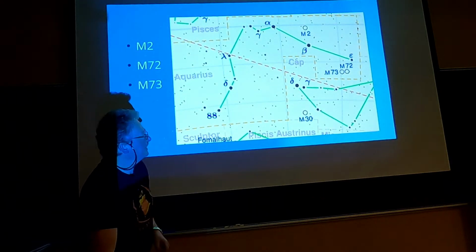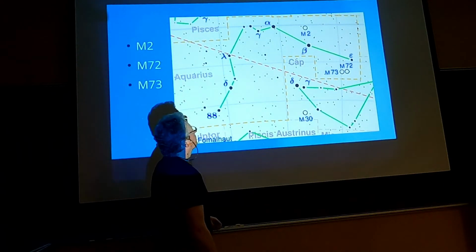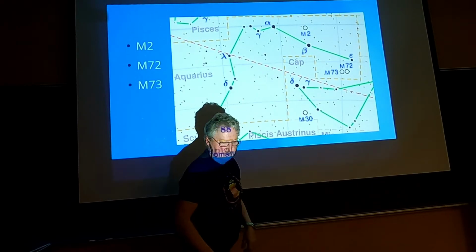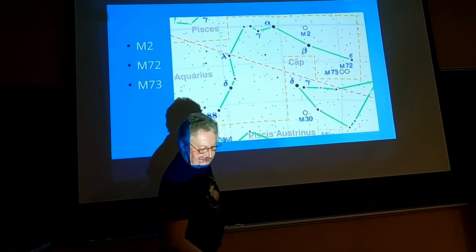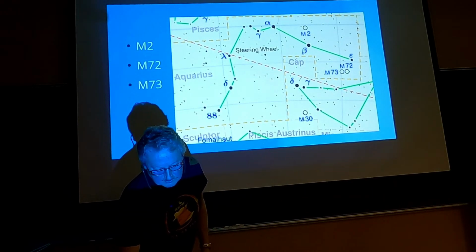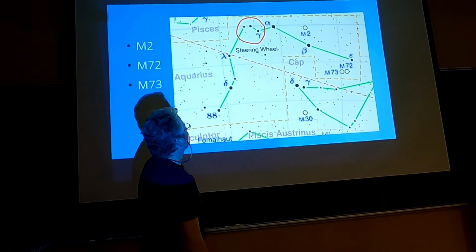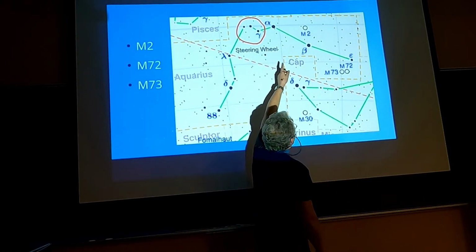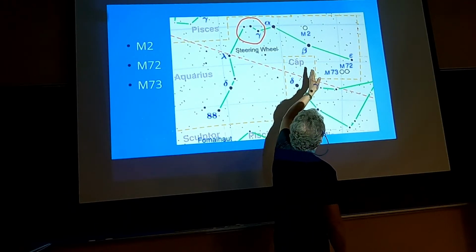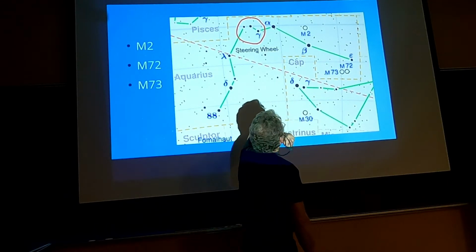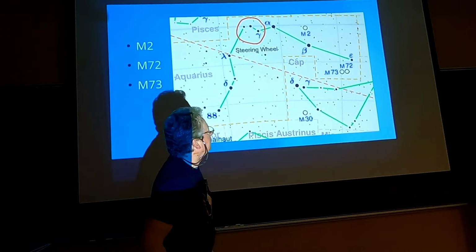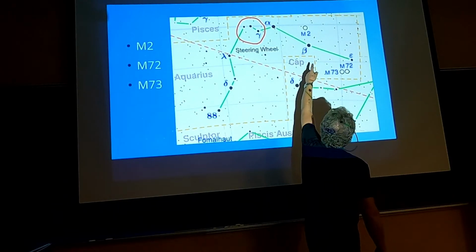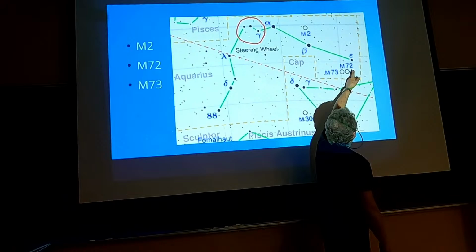Our next object is M2, another great object. So we're into Aquarius here. Everybody sees that little asterism up there. Yeah, they call it the steering wheel also, I've heard it called. So you're going to go between alpha and beta, and then you're just going to slide north a little bit. And then for M72 and M73, we're going to follow right down to epsilon, and it's not too far of a jump here.